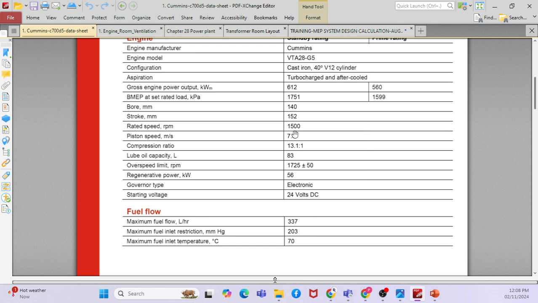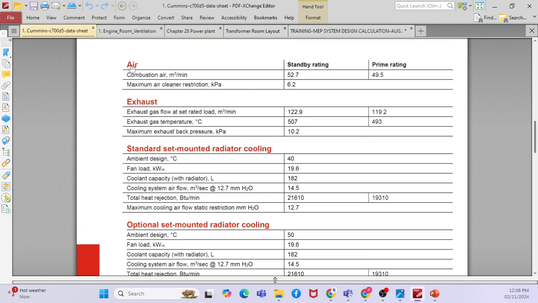Then if I go further down, here it is given the combustion air, how much air I have to give for combustion for the generator to operate. Here it is given 52.7 meter cube per minute, right? Then you can see the exhaust gas. After the fuel is burned, how much gas is expected, the temperature is around 507 degrees expected. And what is the gas flow? It will be around 129.9 meter cube per minute expected after burning, right?